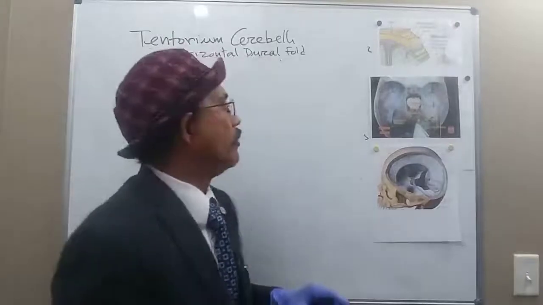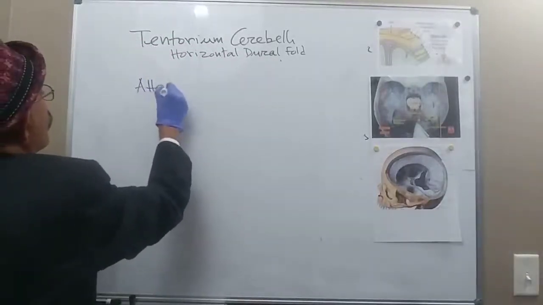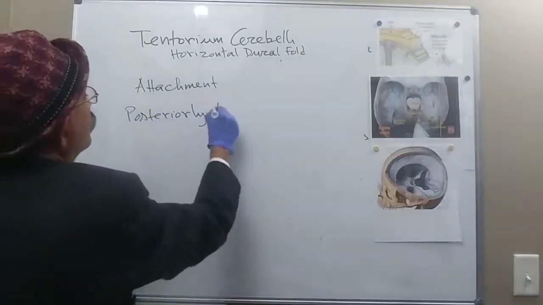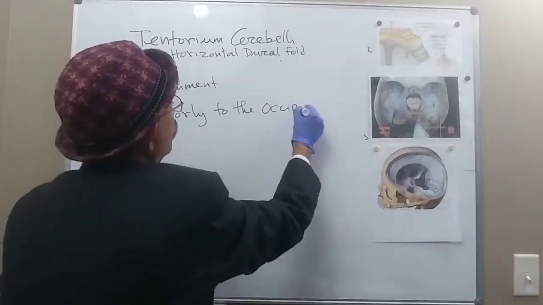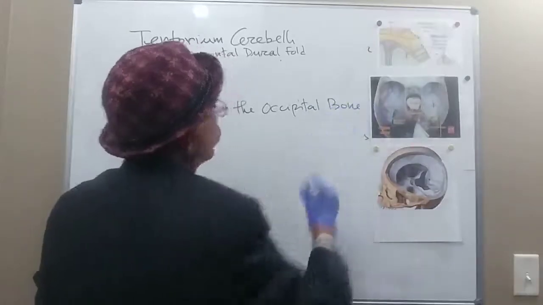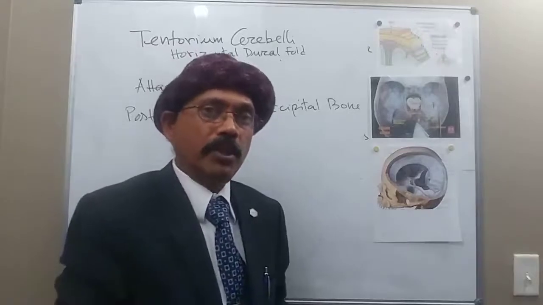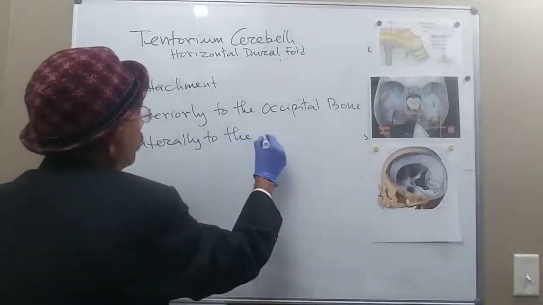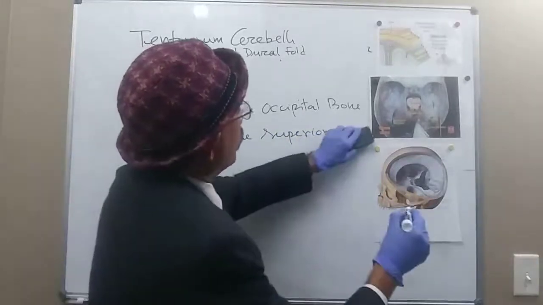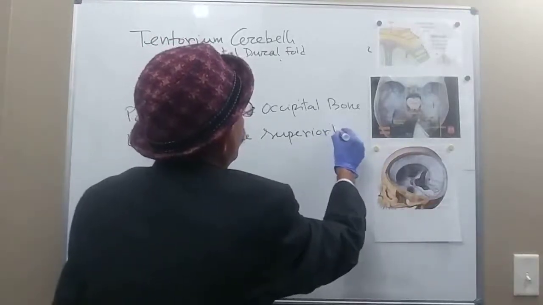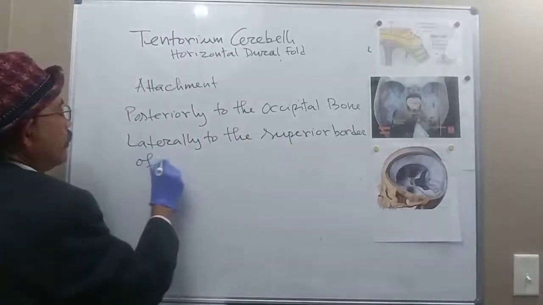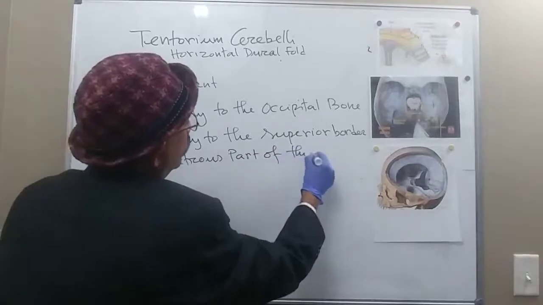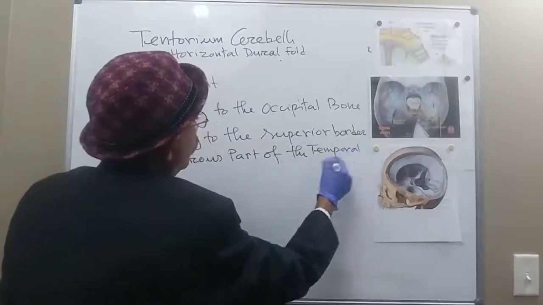What is the attachment of the Tentorium cerebelli? Posteriorly to the occipital bone, laterally to the upper border of the petrous part of the temporal bone, to the superior border of the petrous part of the temporal bone. Okay, we got that.